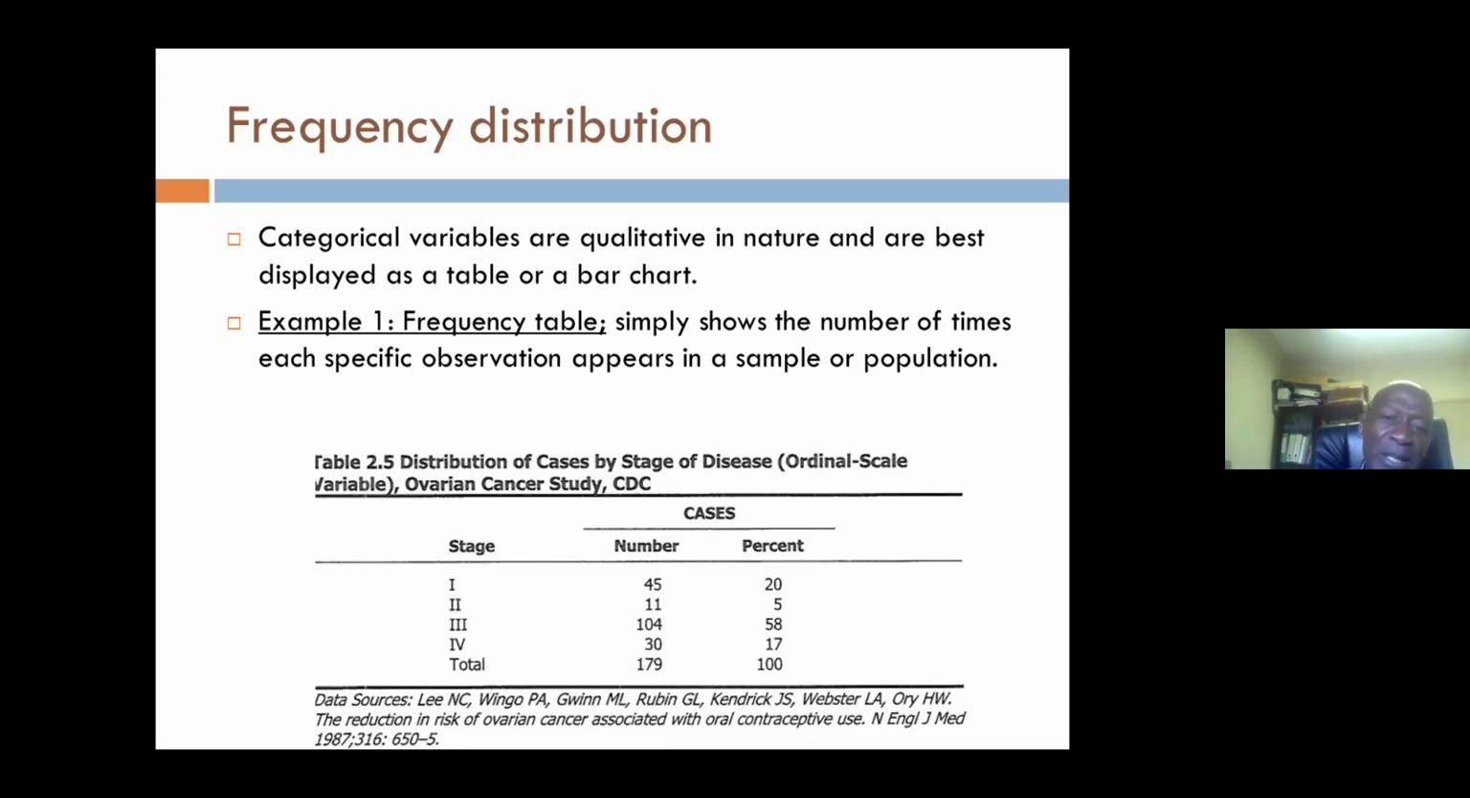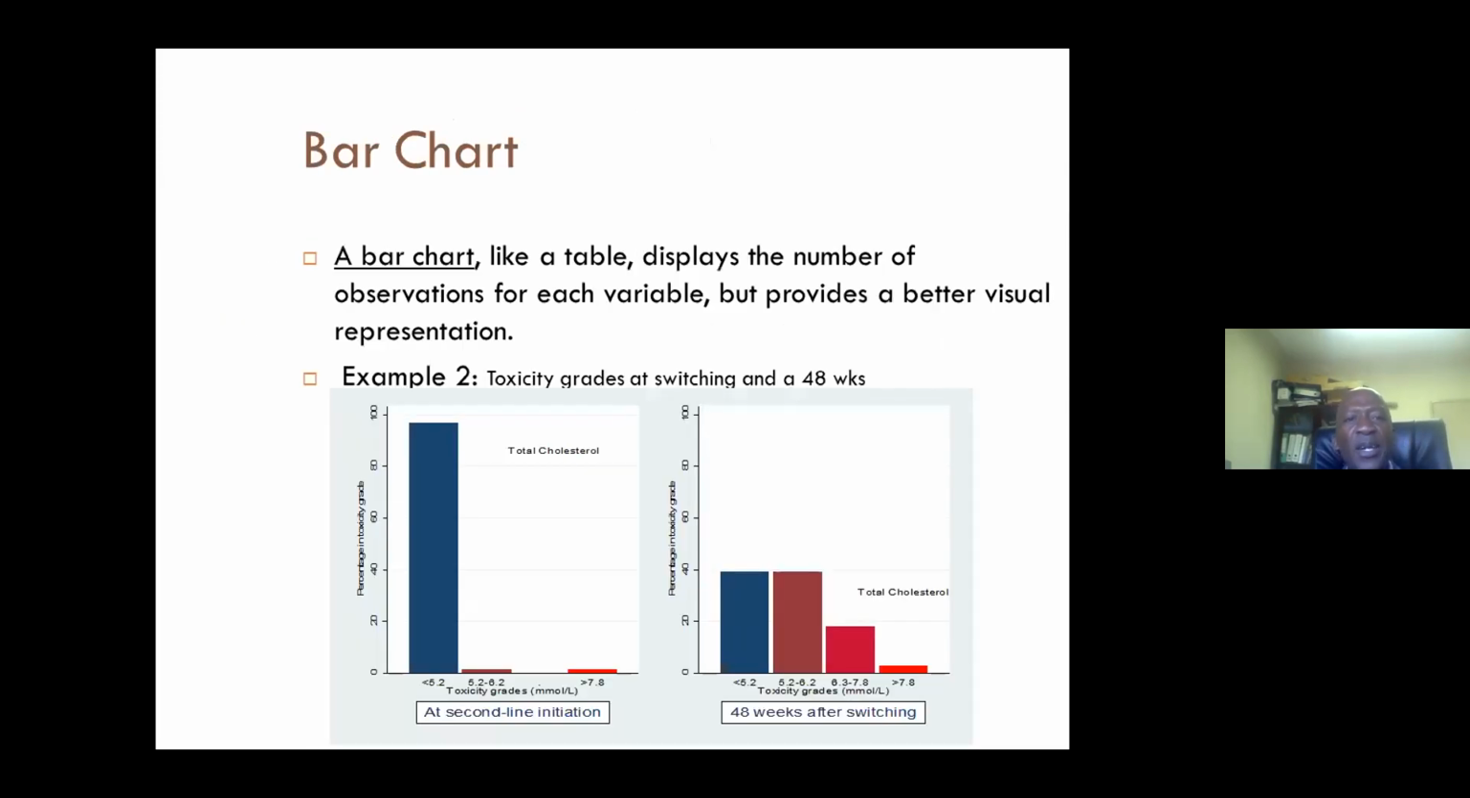That's an ordinal scale. For stage, you can place in order from stage 1 to stage 4. So that's an ordinal variable, stage of disease. You can use a bar chart. A bar chart shows the frequencies, the number of individuals in each of the categories of a given variable.